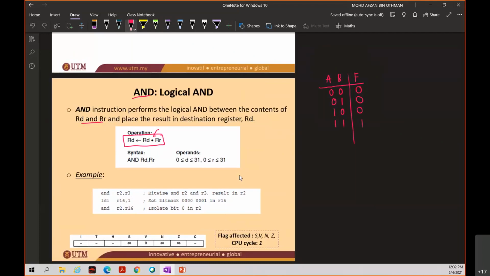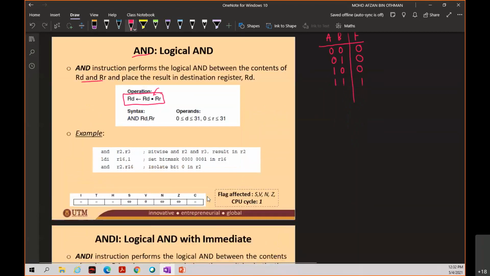For the logical AND, you can summarize it: whenever one of the inputs is 0, then the output will be 0. And when both inputs are 1, then the output will be 1. For this one here, the flags affected are S, N, and V. And V is always 0. So every time you do the logical AND, the V is always 0.